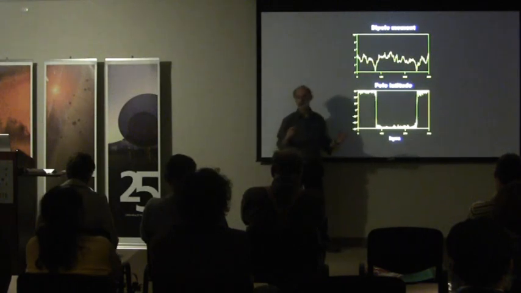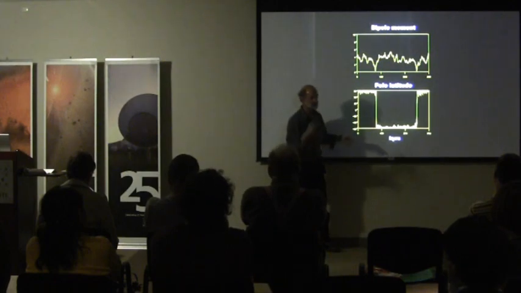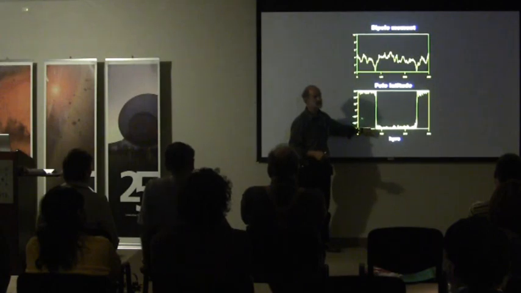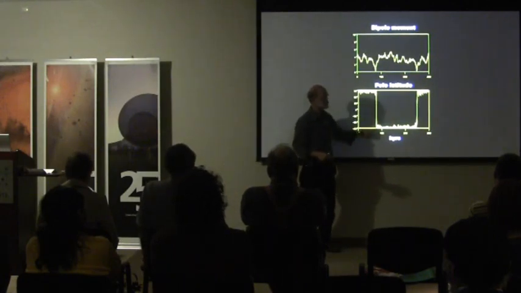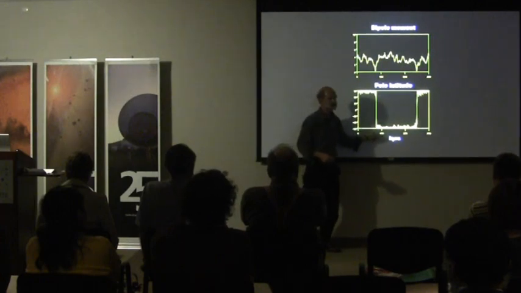Remember, I talked about the computer model solving all these equations. It solves them, updates everything. That's one time step. From here to here is about 30,000 time steps. So it looks like it happened instantaneously, but it took 30,000 solutions to the equations to actually see this reversal.